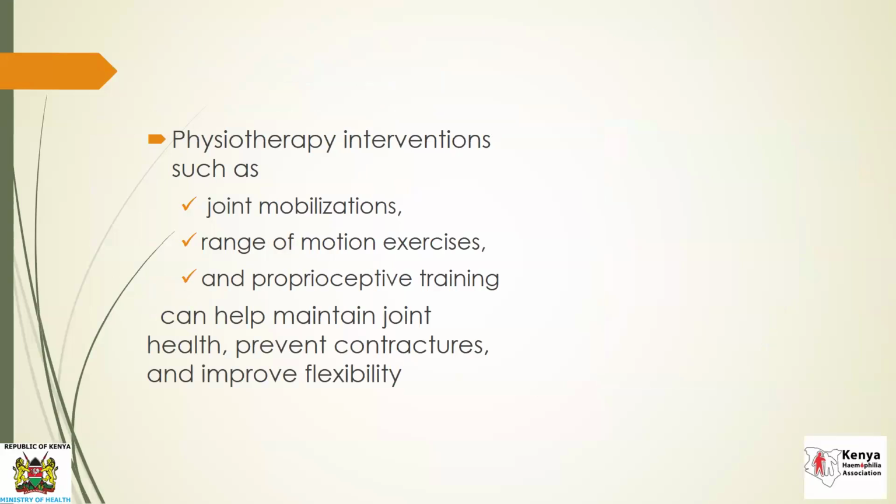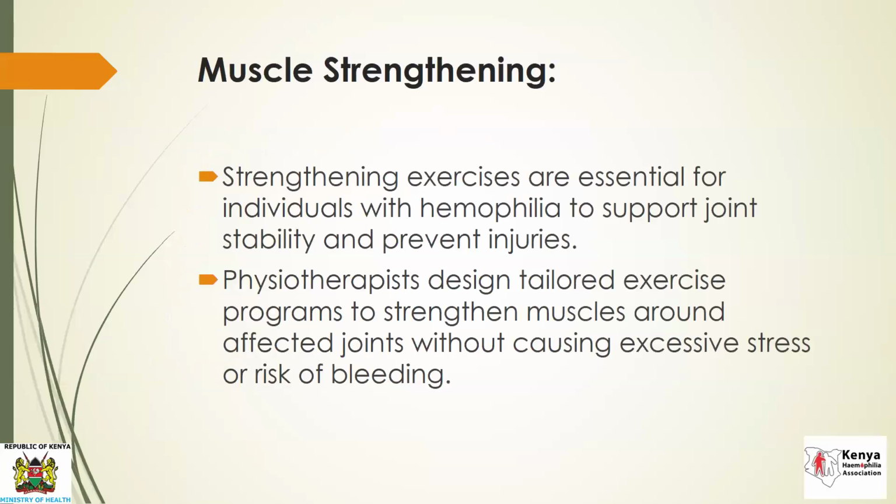So for physiotherapy intervention, we do things like joint mobilization, range of motion exercises, and proprioceptive training, which helps to maintain joint health and prevent complications such as contractures. And this also improves the flexibility of the muscles and the joints. In muscle strength, we make sure that these patients have strong muscles. We give strengthening exercises, which are essential for individuals with hemophilia to support joint stability and prevent injury.